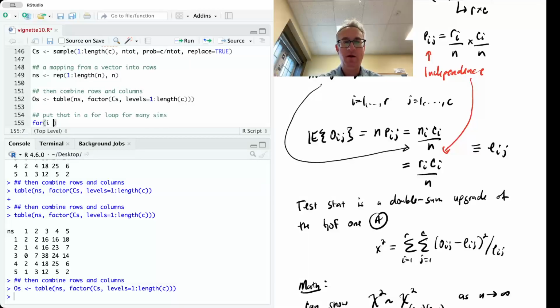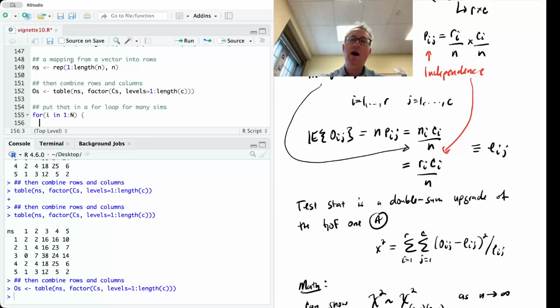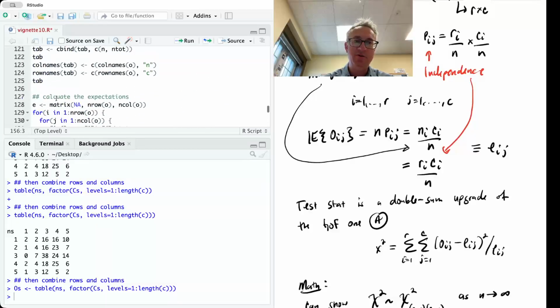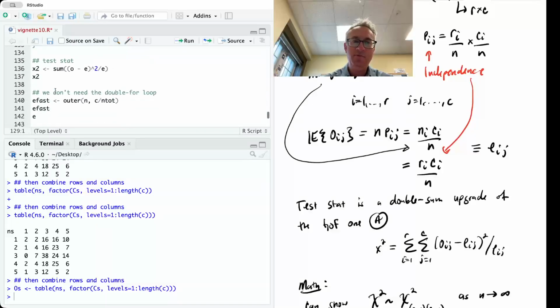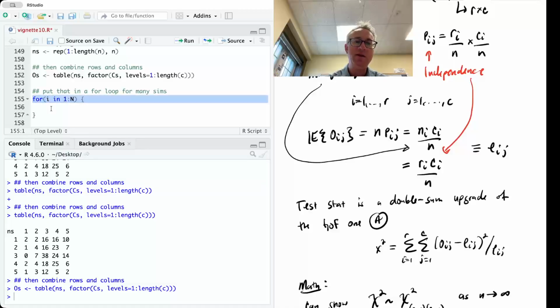So for i in 1 to n. Okay, I know that I'm reusing i, right? I used i up here, and I'm using it again, but I'm not going to need it in another for loop because I'm going to use the outer product in order to calculate my expectations quickly. So I won't need to worry about the indexing there.